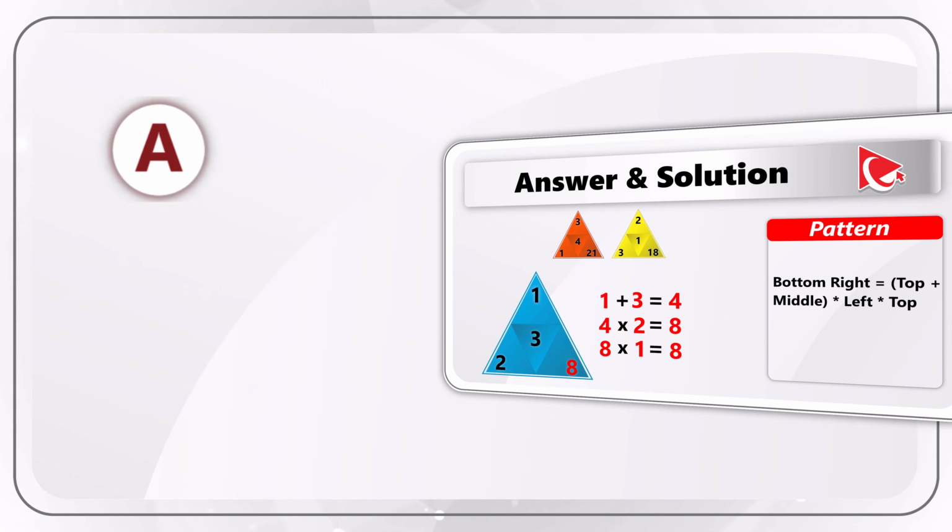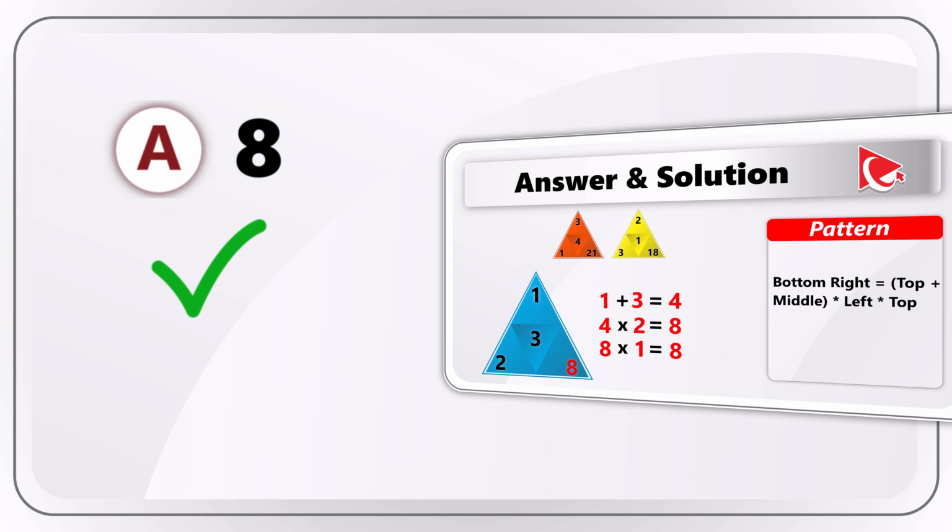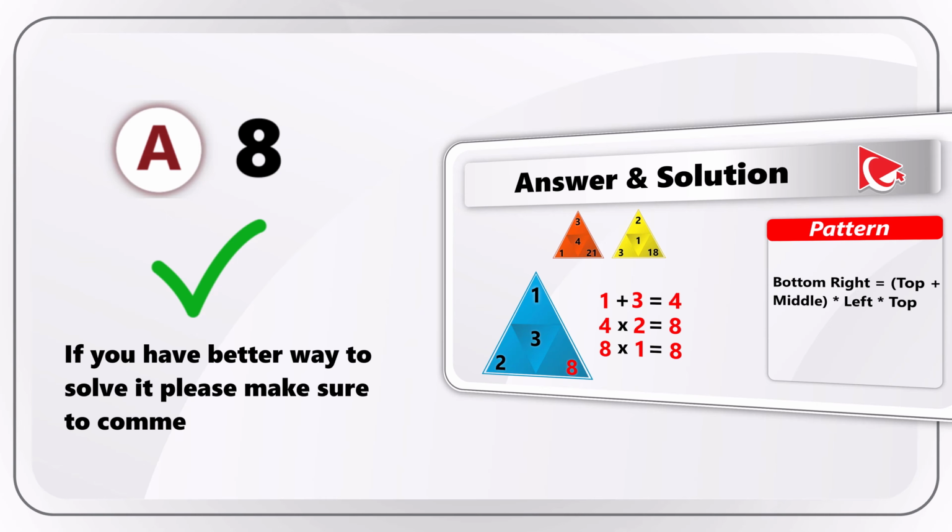Always consider the possibility of square and square root calculations. Just to recap, the correct answer here is choice A, 8. And as usual, if you have a better way to solve this challenge or have additional tips, please make sure to post them in comments.